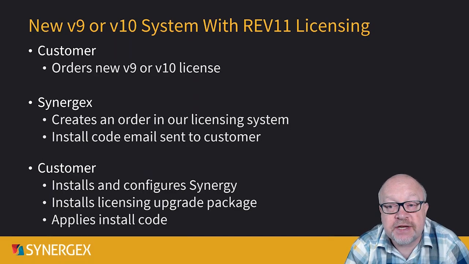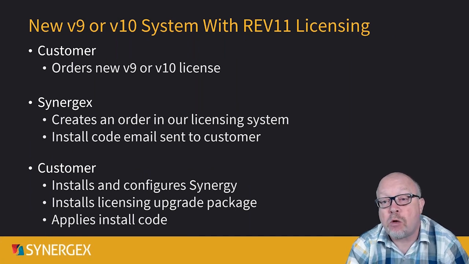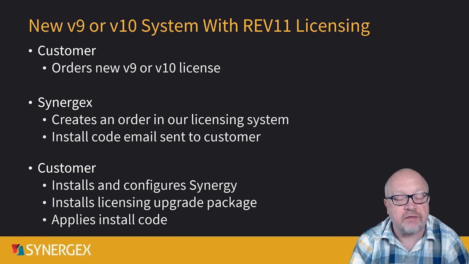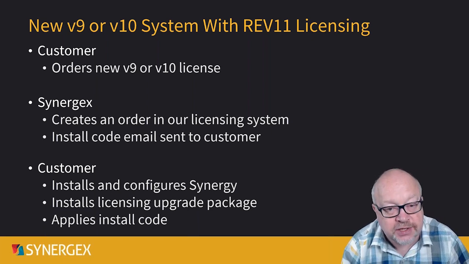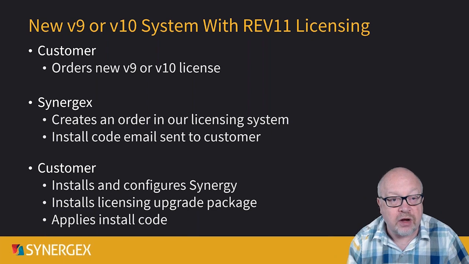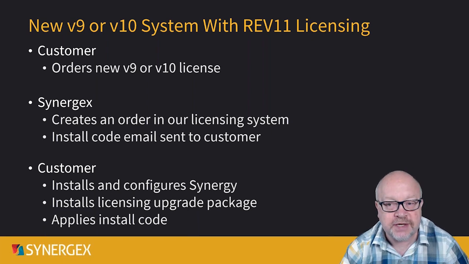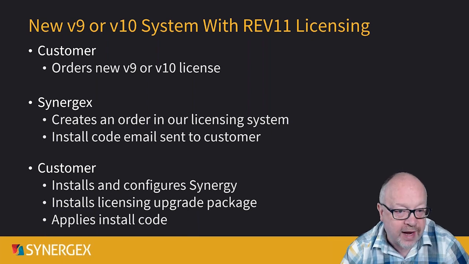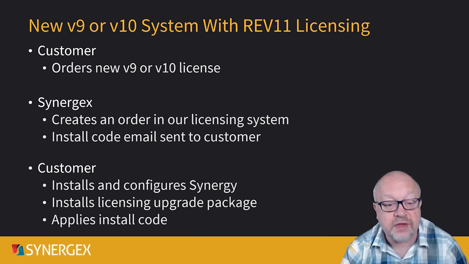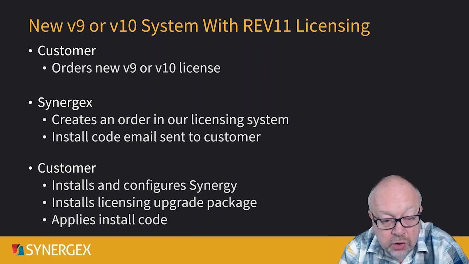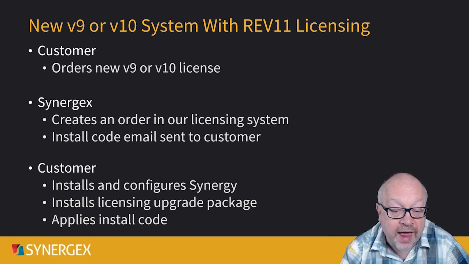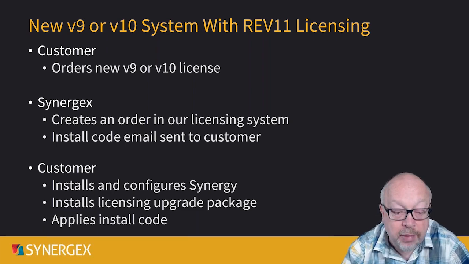New V9 or V10 system where REV11 licensing has already been installed. So you've gone to REV11 with the upgrade package in the past, and now you're upgrading to Synergy 11. You're installing a new system with REV11. I'm sorry, I misread the title. So a new V9 or 10 system with REV11 licensing. Again, the best process is to order the license ahead of time. So order your new V9 or V10 license. We will create the order in the system. You will receive the install code email, and you can use that install code email as soon as you install that new system, and licensing will immediately sync up.